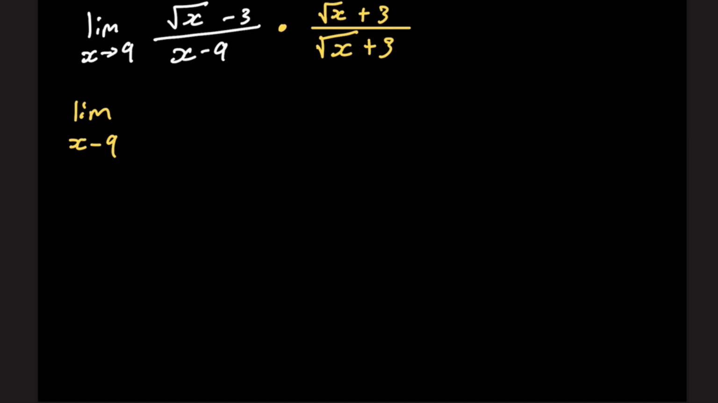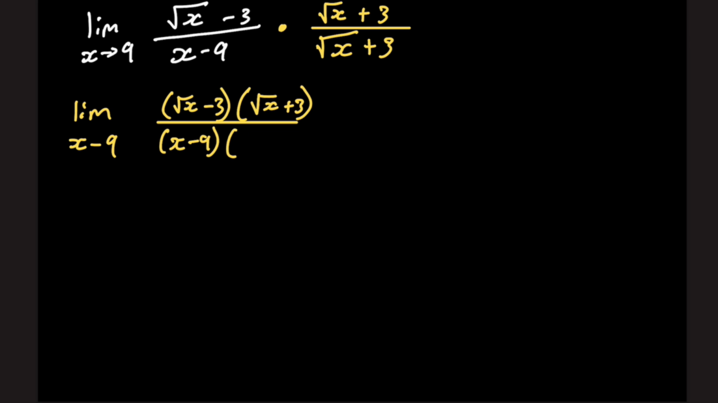So let's write that on a line below in a more controlled manner. So root x minus 3, root x plus 3. Our denominator is x minus 9, and then root x plus 3. So we have this new limit function, and we say, okay, what can we do from here? Well, let's leave this denominator alone. So let's write it back, and let's work out this numerator. Let's work out the factor.